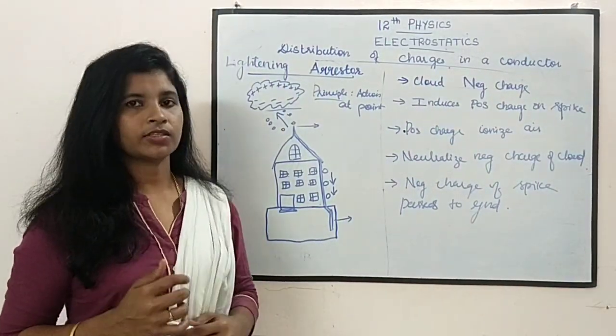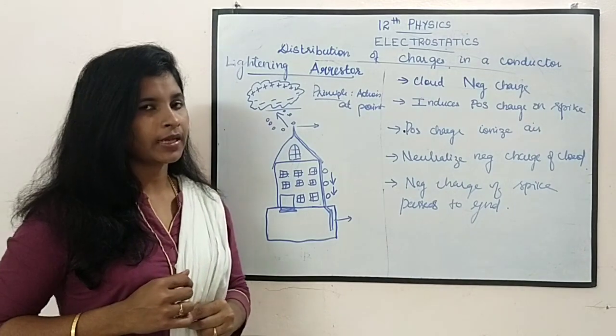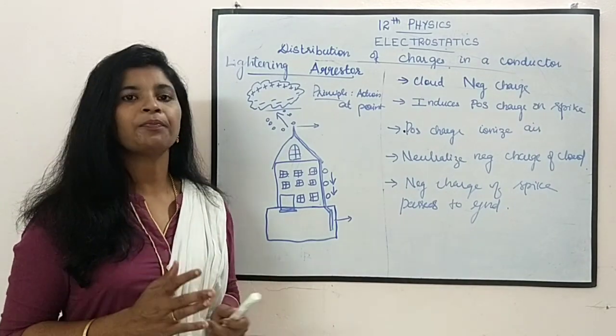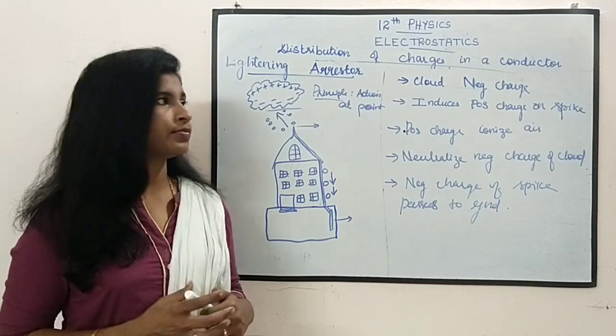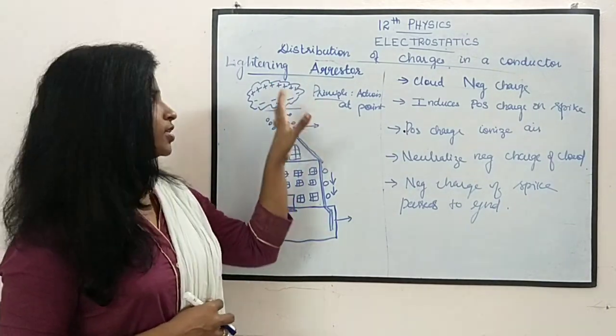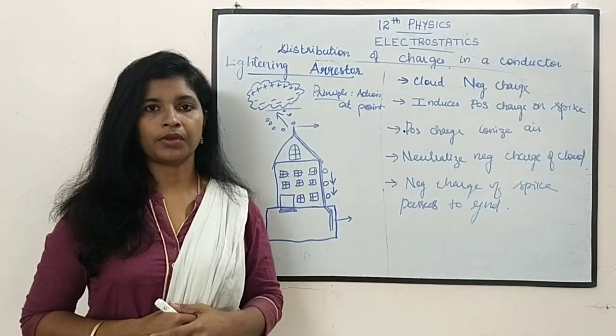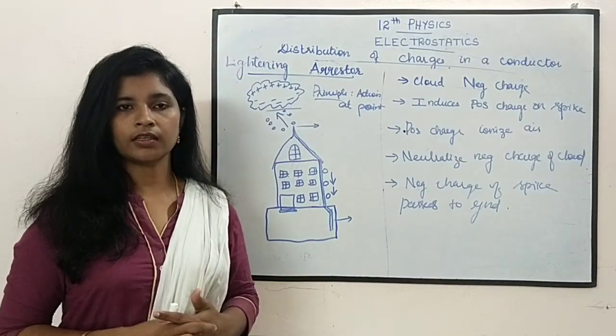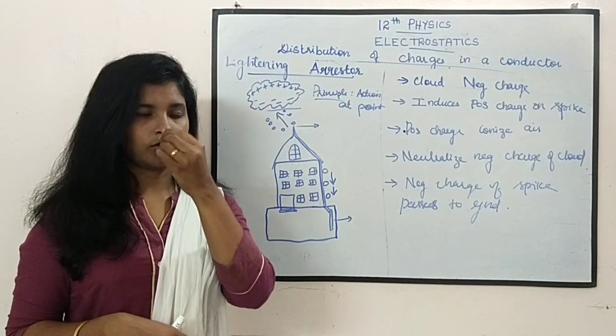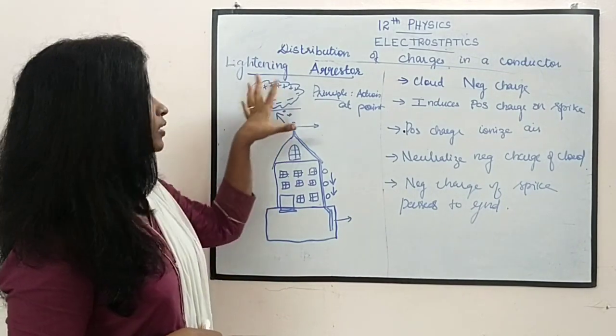And we move to the next topic. Already we have discussed action of point or corona discharge, right? The application of that concept is that one of the applications is the lightning arrestor. So lightning arrestor, Van de Graaff generator. So many devices are working under the concept of corona discharge. So now let us discuss the lightning arrestor.